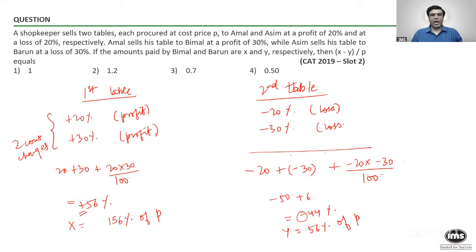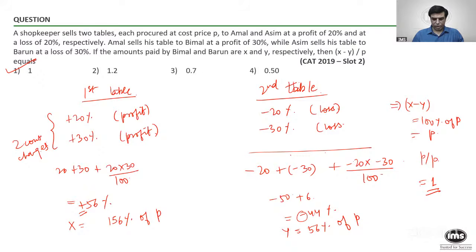So X is 156% of P and Y is 56% of P. So how much is X minus Y? X minus Y is nothing but 156 minus 56, 100% of P. 100% of anything means the number itself. So 100% of P is P. What do I need to find? P upon P. What is P upon P? It is 1, the required answer.